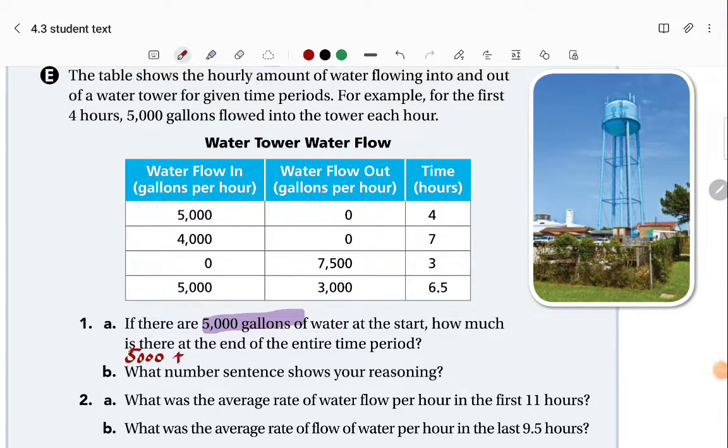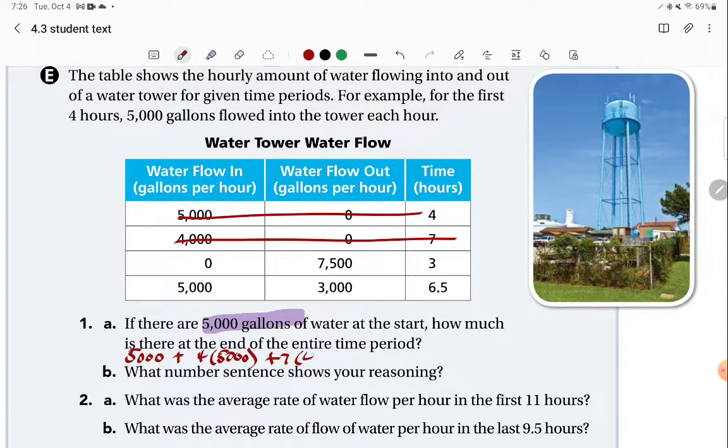But for the first 4 hours, the water is flowing in at 5,000 gallons per hour. And then for the next one, it's 4,000 for 7 hours. And then you notice it's flowing out, so that's a minus, for 3 hours at 7,500.